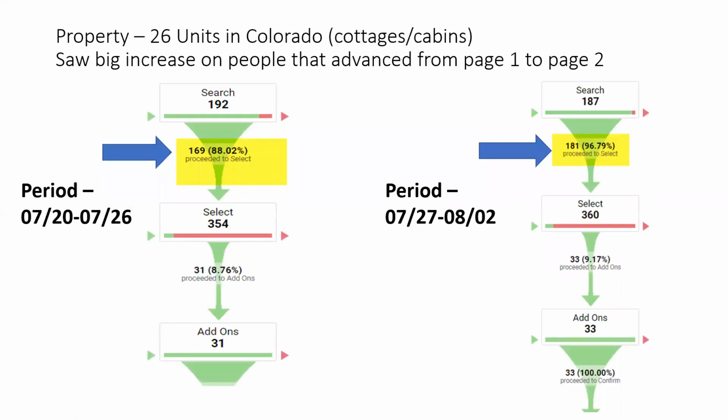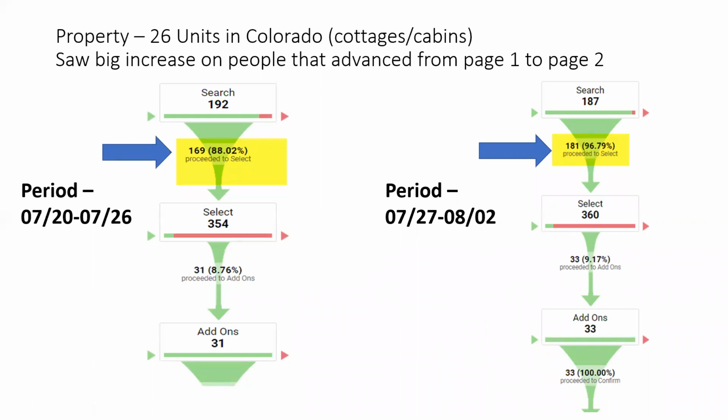And here's the other statistic I wanted to share. This is how many people are moving from page 1 to page 2. Again, this is a very small sample size. I will be the first to admit that, but it is something, like I said, we are monitoring. This just gives an example of the previous week. 88% of all people that hit page 1 moved to page 2. This last week, the full week after the change was in place, 96.79% of the people moved from page 1 to page 2.